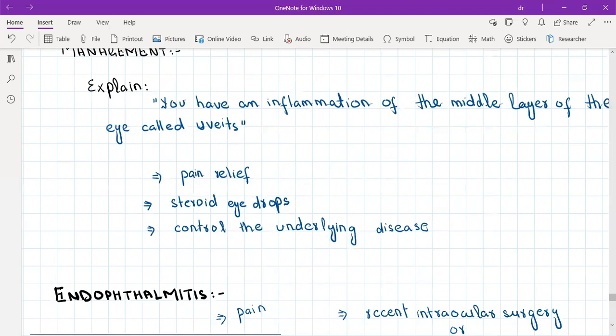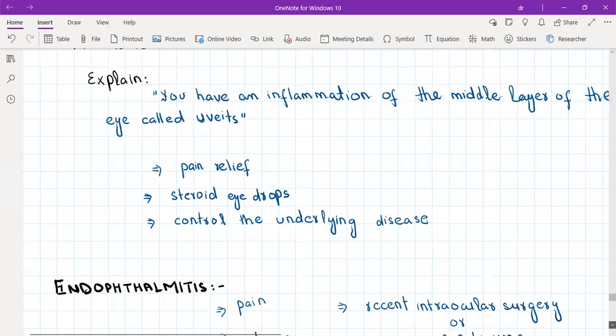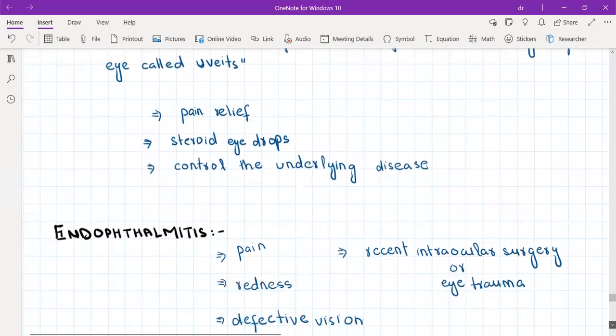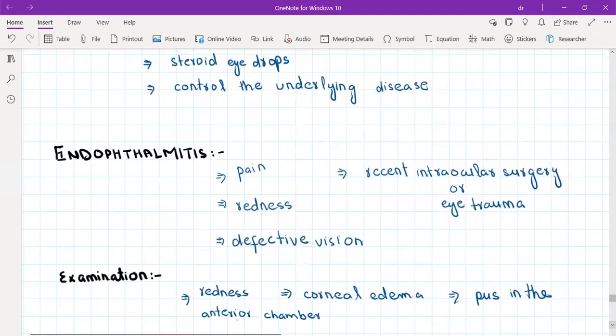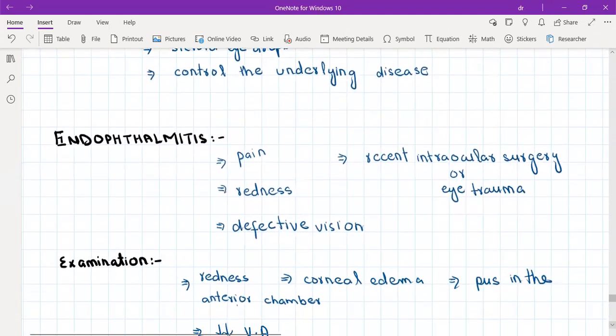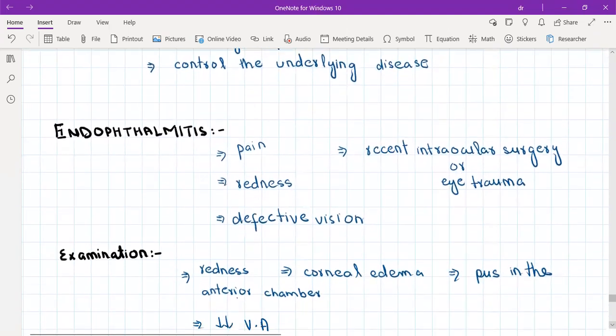And whatever the underlying disease is, whether it is rheumatoid arthritis or ankylosing spondylitis, whatever you may find in the history, the patient might already be a diagnosed patient of these diseases. So you will refer them to a rheumatologist to control the underlying disease.